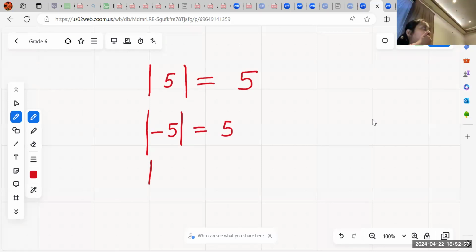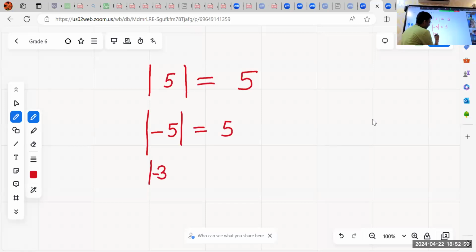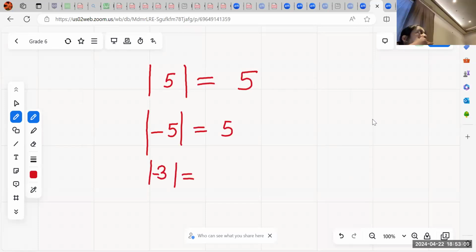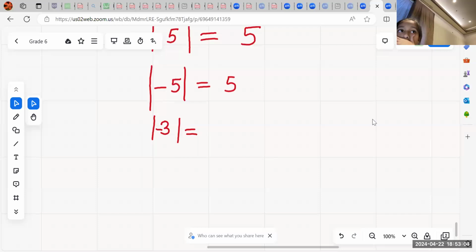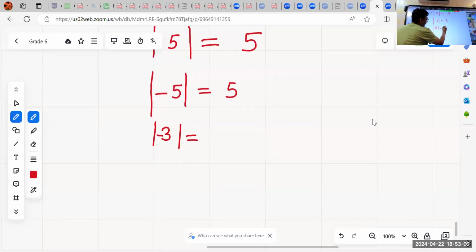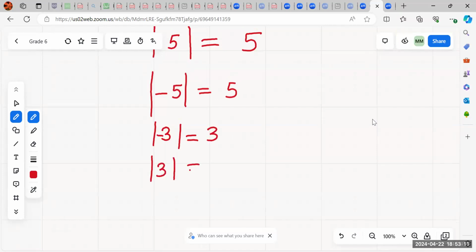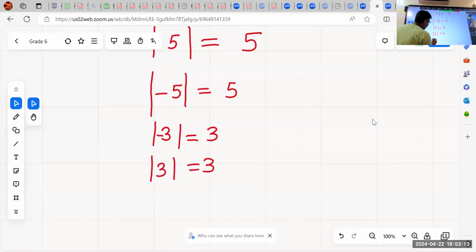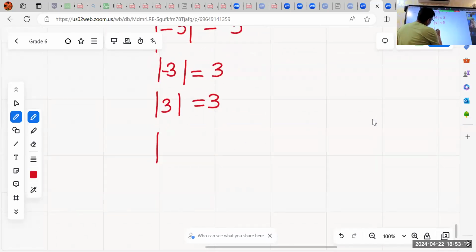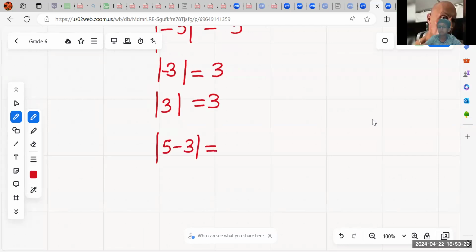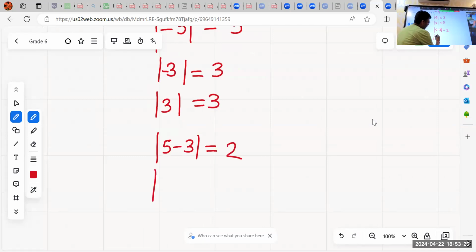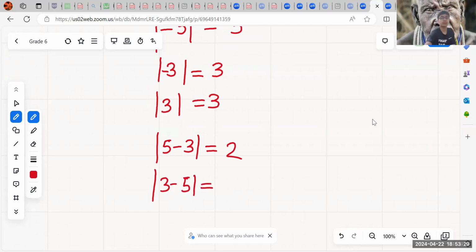So what if I put -3, what will be my answer? 3. And if I put +3, what will be my answer? 3. Now if I put 5 - 3, what will be my answer? 2. But if I put 3 - 5, what would be my answer? 2.